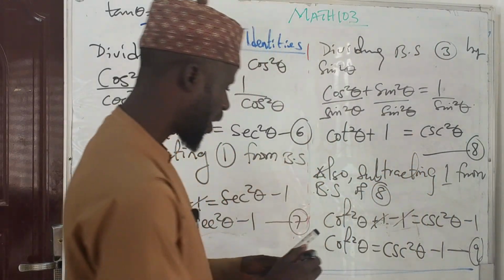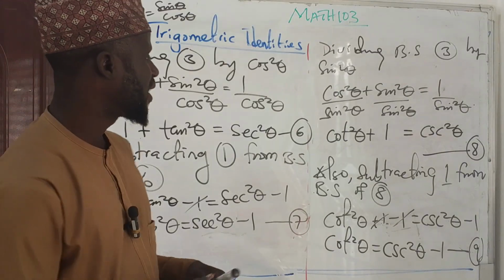So these are some of the basic trigonometric identities we have.